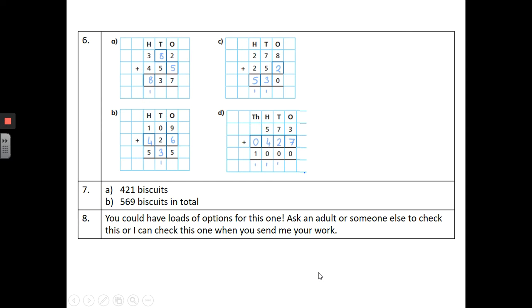Okay, right, so as I said for the last one, you can ask an adult to check that one or someone else to check that one for you, or you can send me a little picture of your last bit of work or your work from today, and I can have a check for you on that question. I hope you've done all right with this one, a little bit more to think about on some of these questions, a little bit more problem solving.